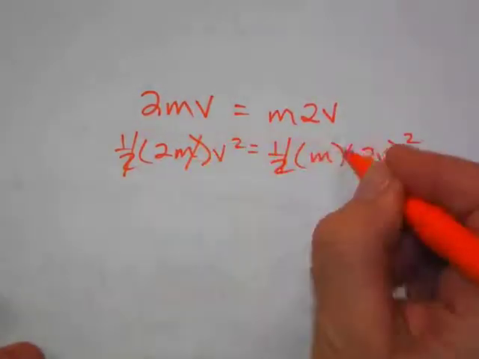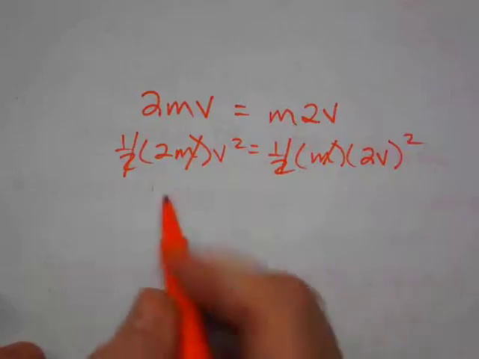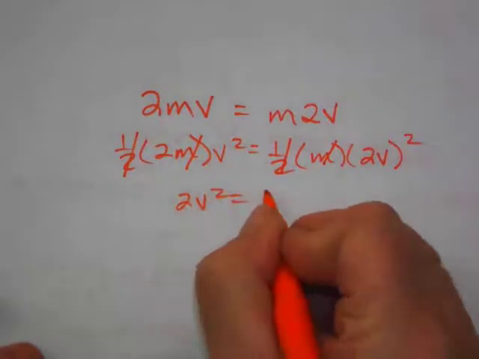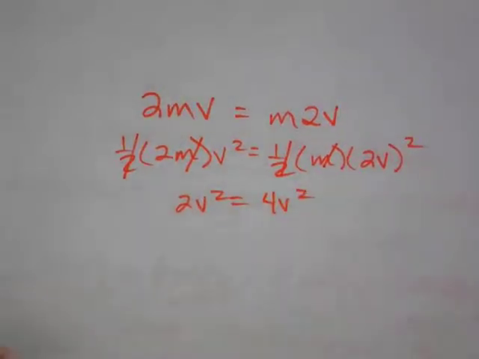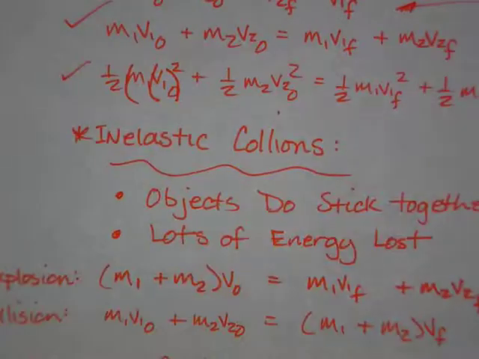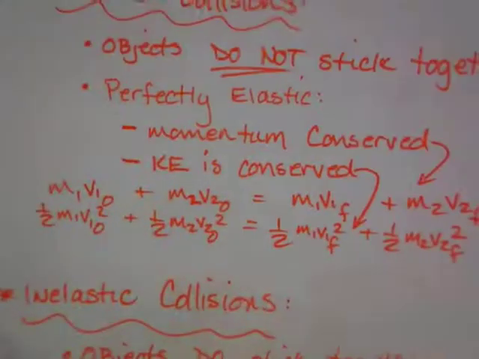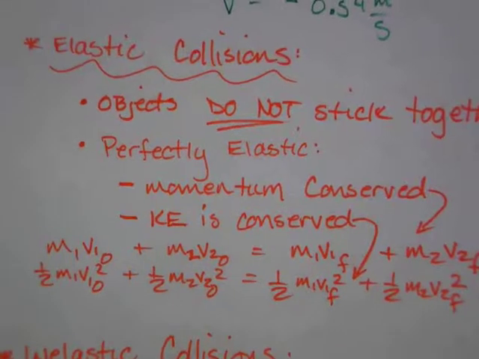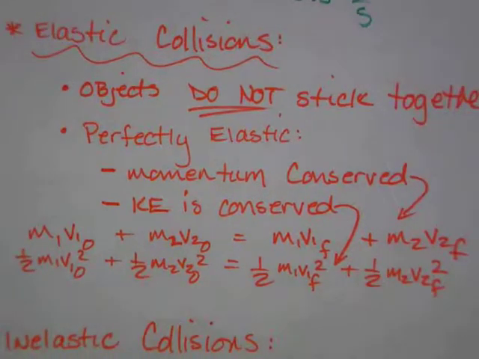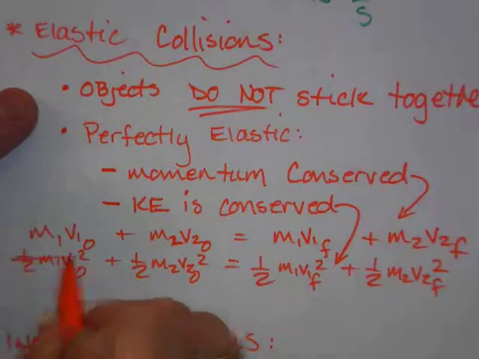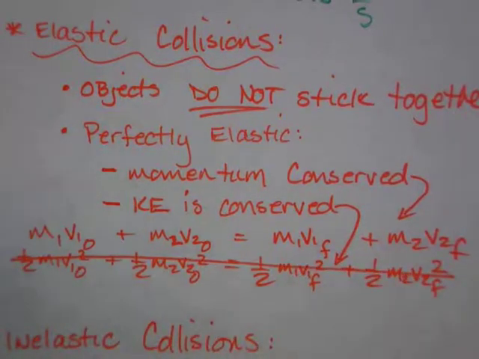So the 1/2 will cancel and the m's will cancel. Oh no, this will be 2v squared and this will be 4v squared. Is there any number that I can put in for v that will make that true besides 0? Nope. 0 is the only one that works there. So sitting still, that works, but that's not helpful at all. So the only time that these perfectly elastic collisions really do work is in the subatomic world. And I will tell you, we will never use this big old messy equation.